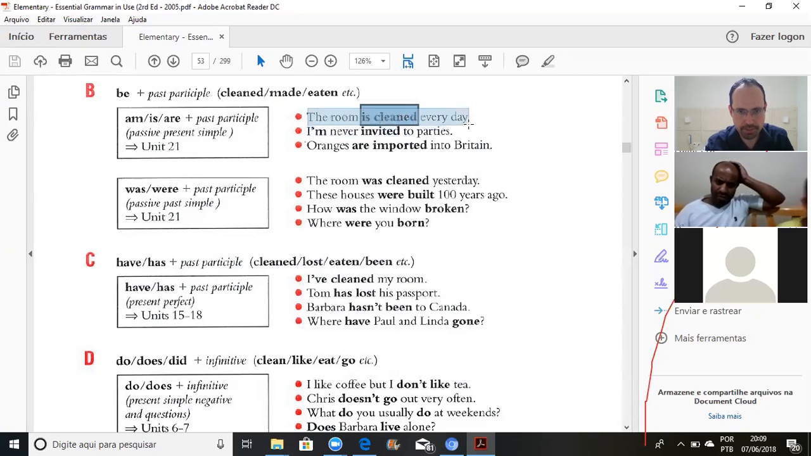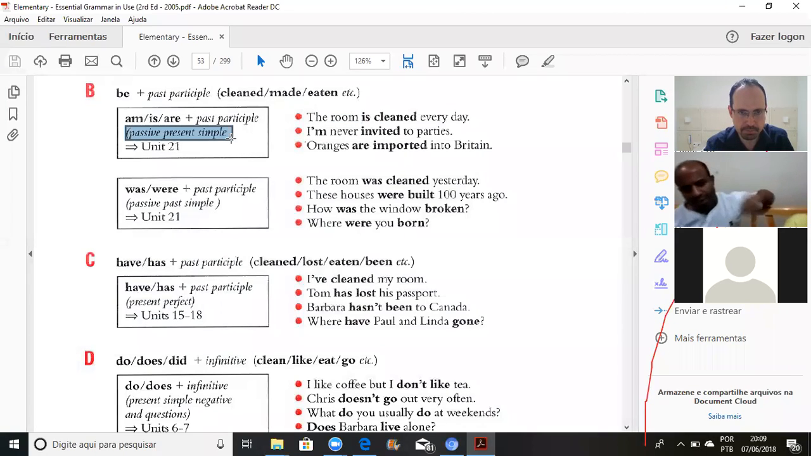Active voice. Okay? The room is cleaned every day. The room is not doing the action. So it is passive present simple. Okay?